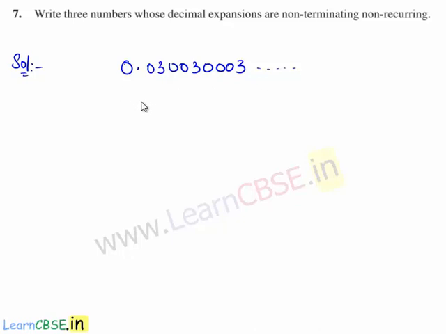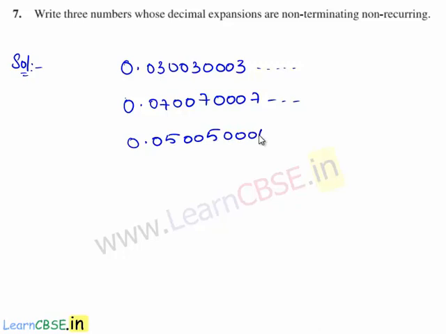Let us also write another number whose decimal expansion is non-terminating, non-recurring. 0.07, 007, 0007, and so on. And another number whose decimal expansion is non-terminating and non-recurring is 0.05, 005, 0005, and so on. In all the 3 decimal expansions we have written, the digits are non-repeating and the decimal expansion is non-terminating.